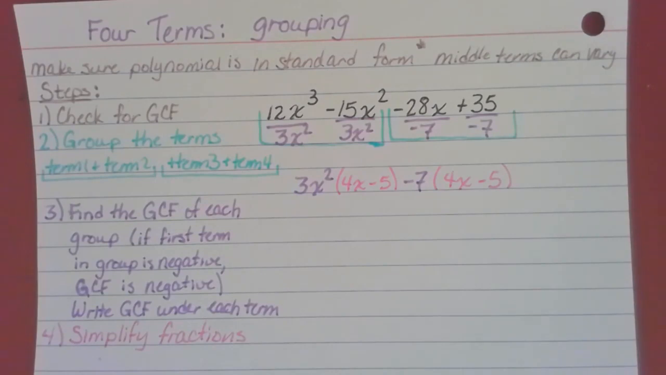For the second one, our GCF was negative 7, and a negative 28x divided by a negative 7 is just going to be 4x. And then a positive 35 divided by a negative 7 is going to become a negative 5. So now, our next step is going to say that the parentheses have to match. That's our new GCF, and we're going to factor that out as well.